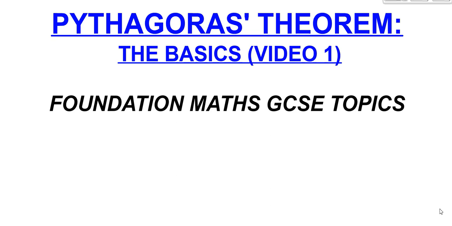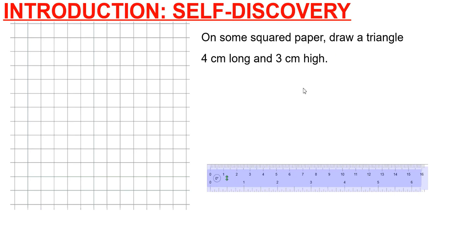So rather than me just telling you a formula and promising you it works, I'm going to show you why it does and that it does, so that you can actually see for yourself. The first thing I'd like you to do, if you can, is to find some graph paper or squared paper like this, and once you do, please draw a triangle which is 4 centimeters long and 3 centimeters high, and make sure that it's a right angled triangle.